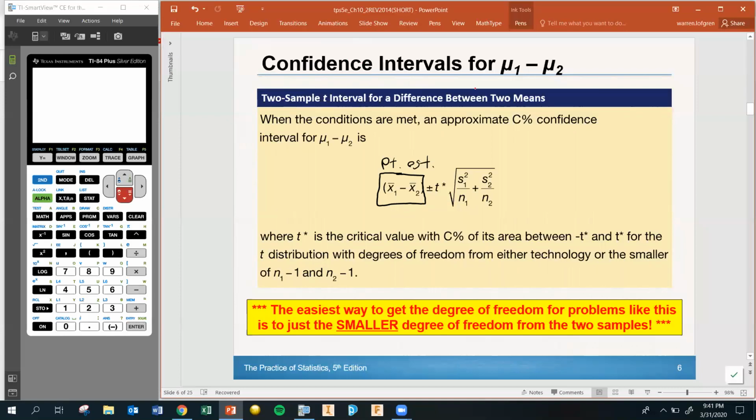And then what we do from there is we add and subtract a margin of error. So everything I'm putting in red here is the margin of error. And remember, margin of error always has two pieces to it.